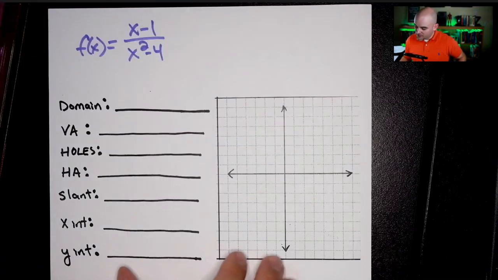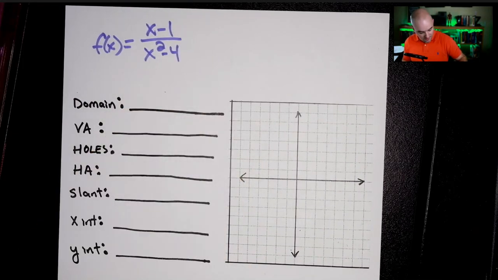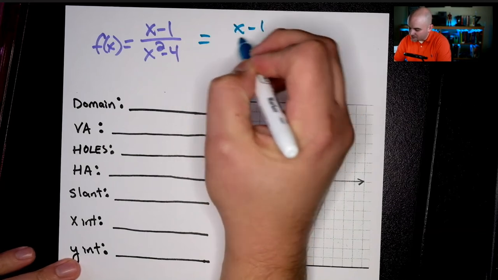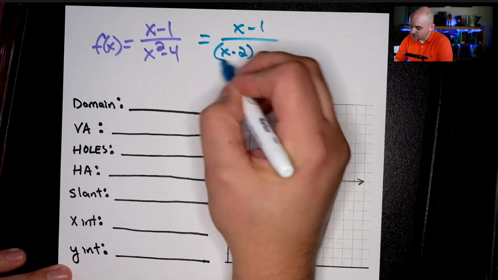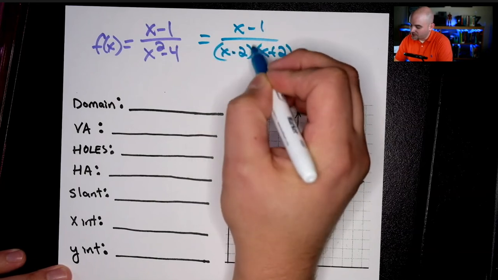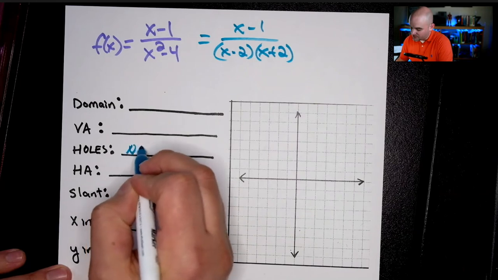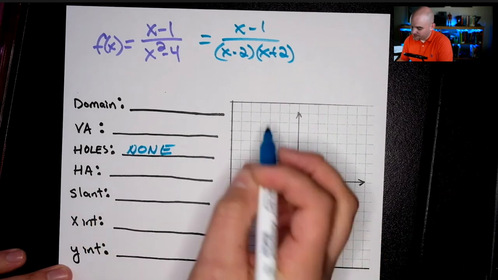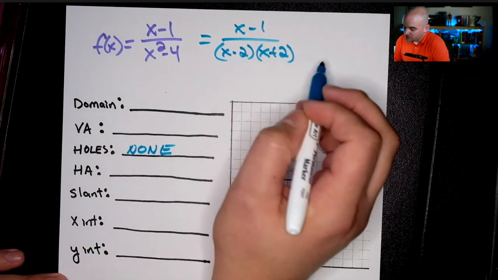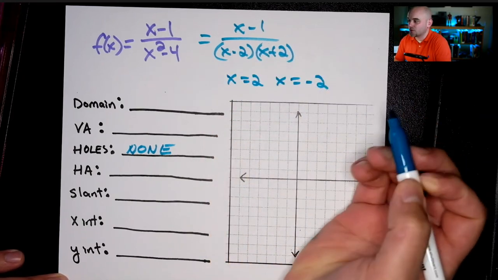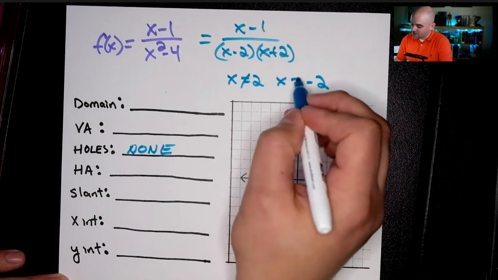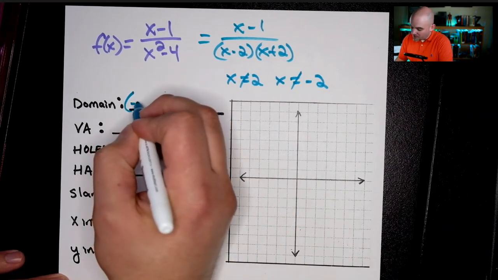All right, this one right here, we know we're going to have to factor it because that's what we've been doing, right? So let's go ahead and factor this one out. X minus 1 does not factor, but in the denominator we can factor this to x minus 2 times x plus 2. Notice right off the bat nothing cancels, so there are not going to be any holes. But we still have issues with the denominator when x equals 2 and x equals negative 2. They cannot equal that. So the domain has to throw those out.